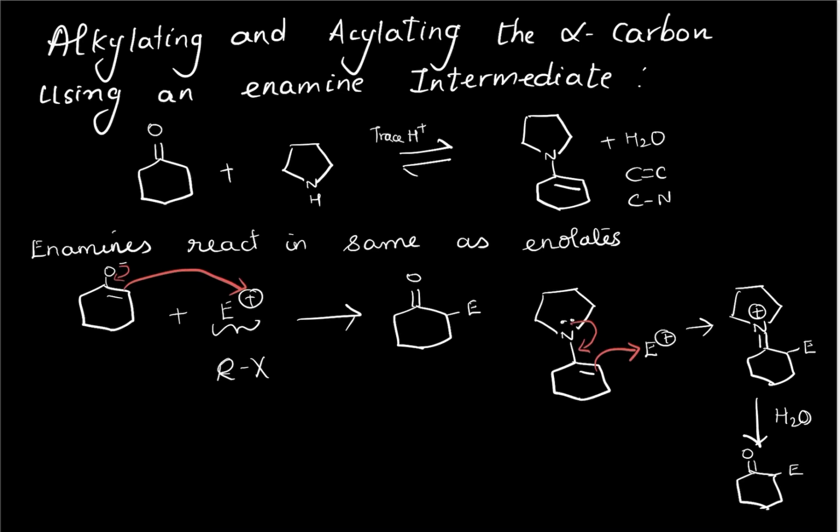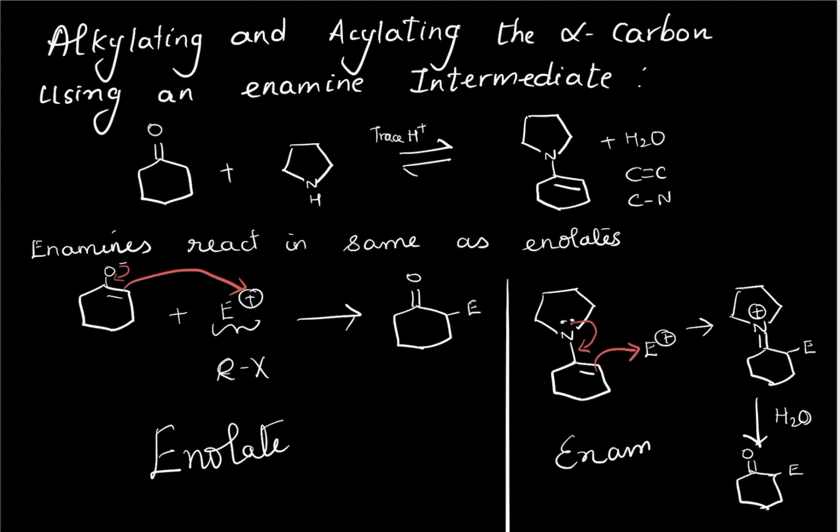So here is the enolate. This is for enolate, and this is for enamines. So this is also a good way to alkylate aldehydes and ketones at the alpha carbon.